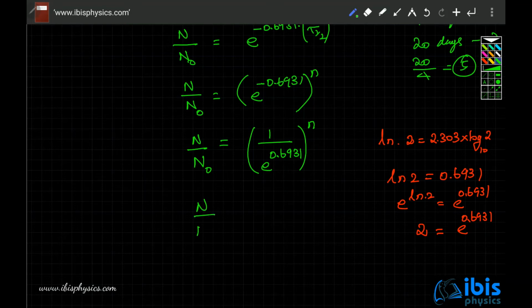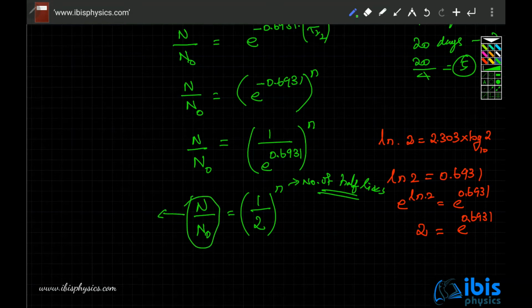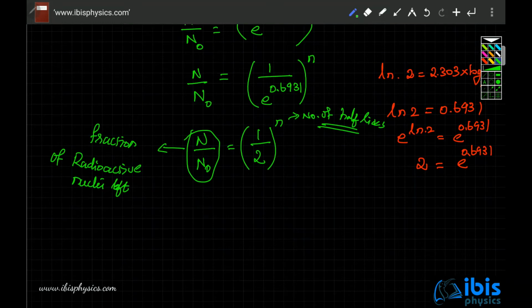So N by N naught is equal to 1 by 2 whole power n, where n stands for number of half-lives of a radioactive sample. And this one is a very important one. This is called fraction left, the fraction of radioactive nuclei left. If they ask you percentage of radioactive nuclei left, it is simply into 100.